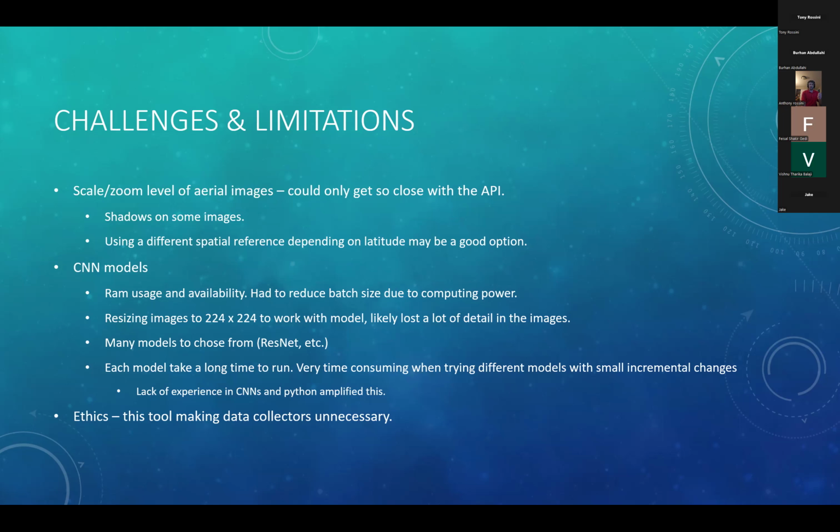And then I think the biggest thing here was my lack of experience working with CNNs. I spent a ton of time researching, learning how to code them and how to run them. And each model just takes so long to run that it was really time consuming when trying to make incremental changes to make the model better, and not always knowing what I needed to change to make the model better. So I spent a lot of time just doing trial and error until I got something that worked. So lack of experience really hindered me there.